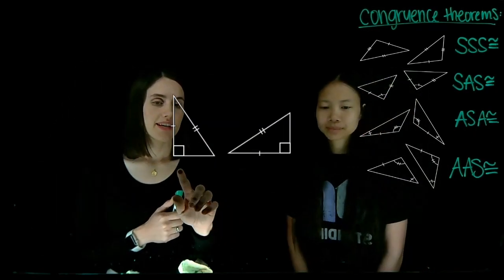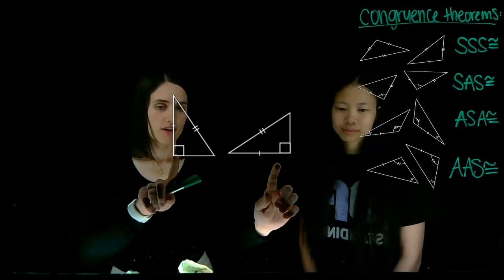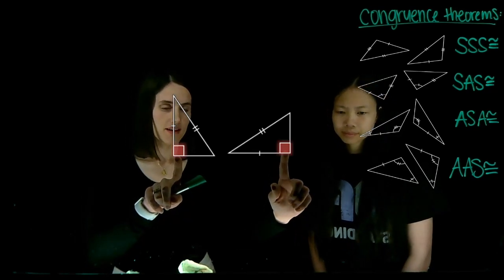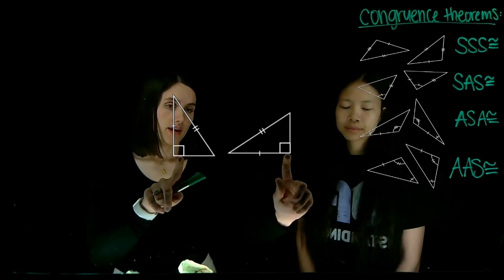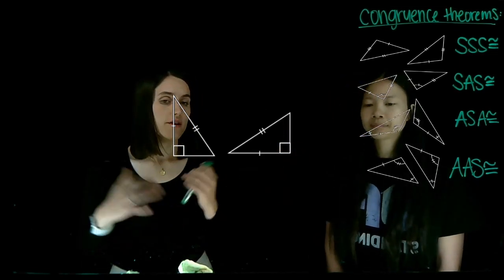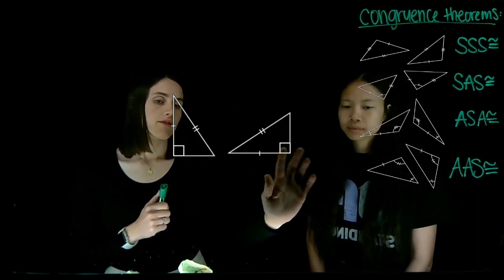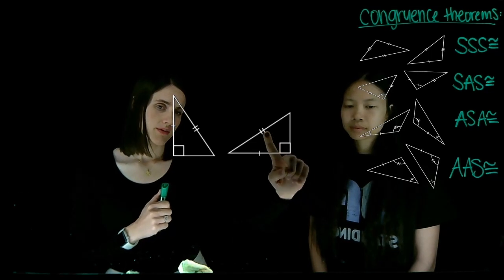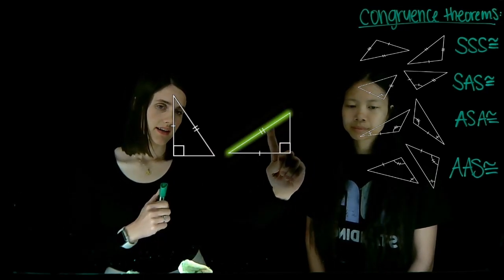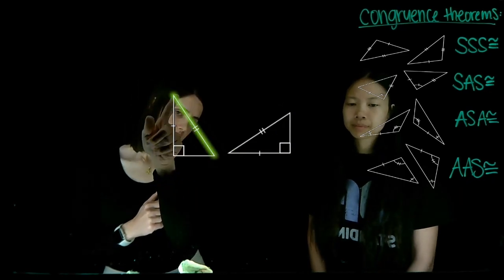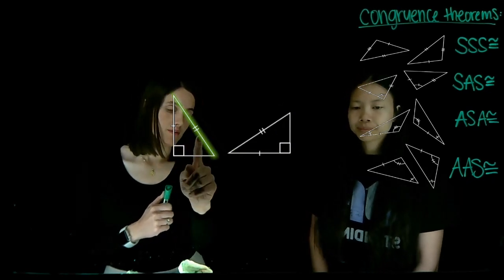If we notice, these are right triangles, and we can tell that because these squares tell us that these are 90-degree angles. A right triangle is created when we have a 90-degree angle. Another important word to understand: in a right triangle, the side opposite the right angle is called the hypotenuse. In this triangle, this side is our hypotenuse, and this side is our hypotenuse. The hypotenuse is always going to be our longest side.